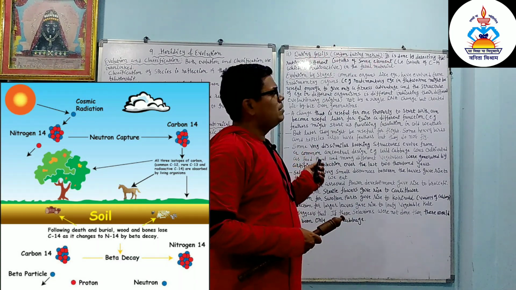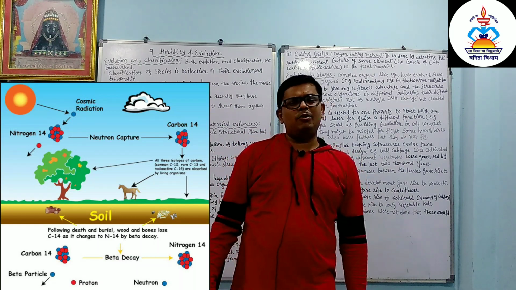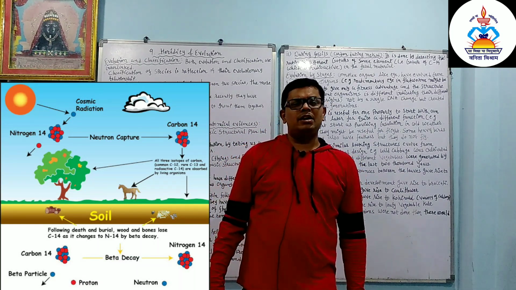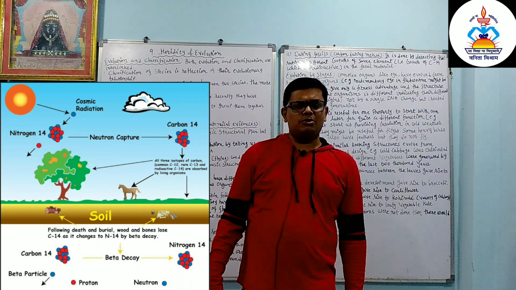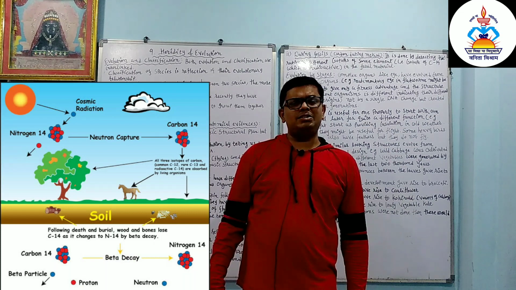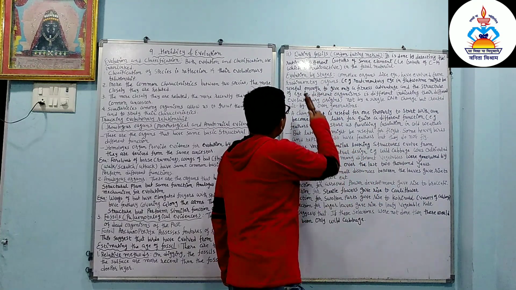Now radioactive elements means those elements which produce alpha, beta and gamma rays. Why do they produce alpha, beta and gamma rays? In them the number of protons is less than the number of neutrons. So the nucleus becomes unstable, and to get stability they emit alpha, beta and gamma rays.